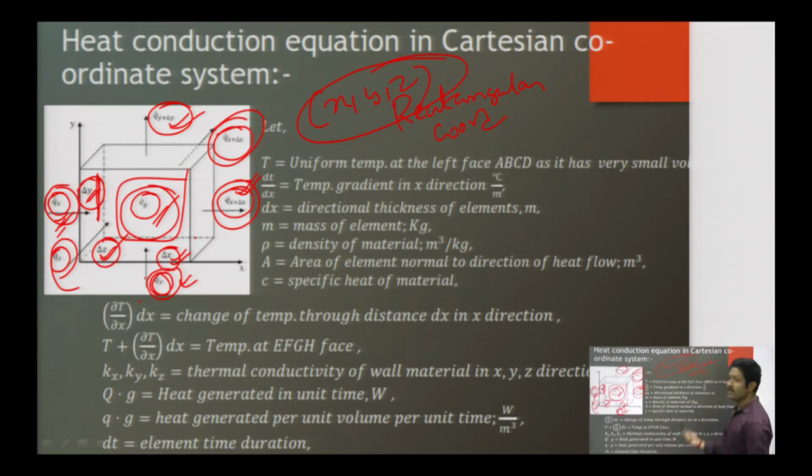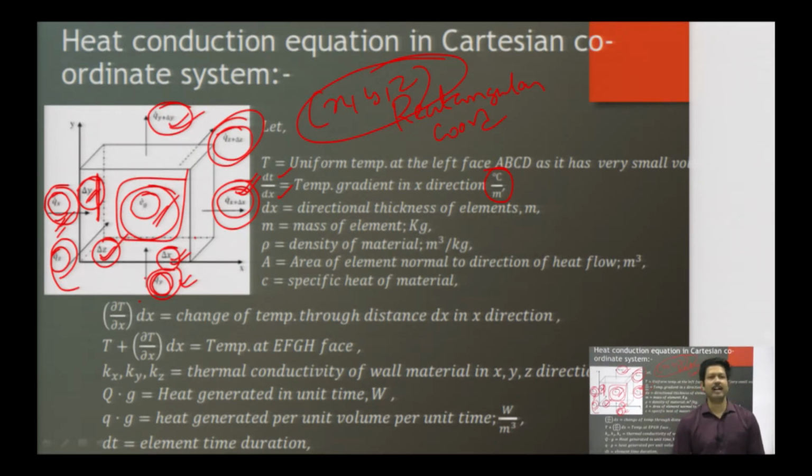Okay, so you just look at it. T is the uniform temperature at the left face A, B, C, D, and it has a very small volume. dT by dx is the temperature gradient in the x direction, in degree Celsius per meter, that is the unit and nothing else. And dx is the directional thickness of the element in meters.